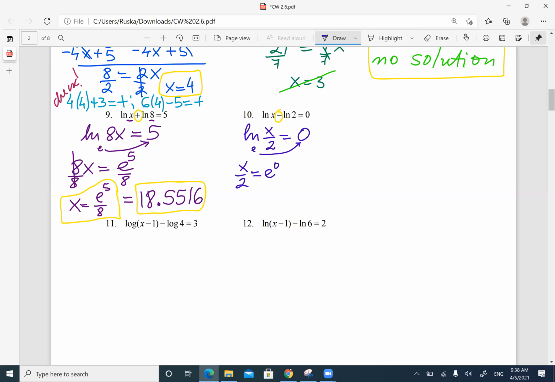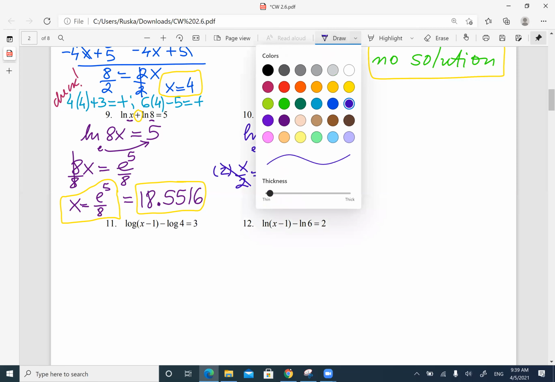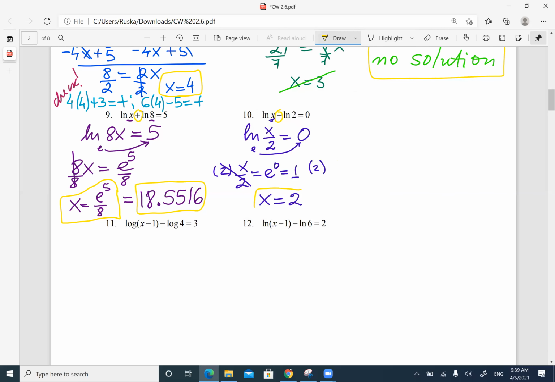What is e to the 0? 1, right? Anything to the power 0 is 1. So I have x over 2 equals 1. So in order to solve it, you're going to multiply both sides by 2 to cancel the 2, and you're going to get x equals 2. And x is already positive, so when I plug it in, it's going to be positive. So that's my answer. And it's a whole number, so you don't need to plug it into the calculator. Okay?